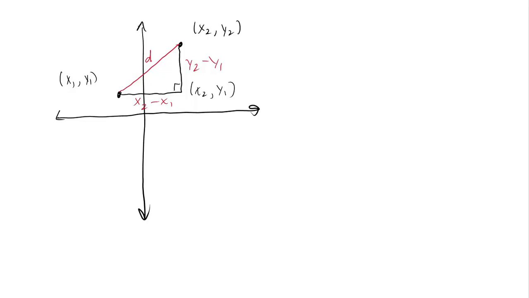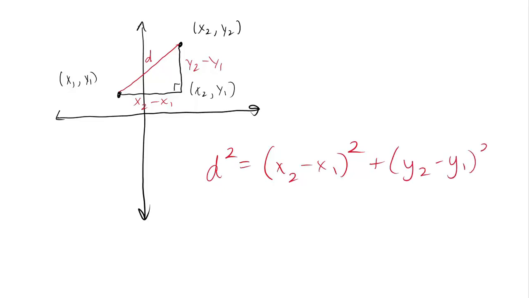I'm going to write that in the reverse order. The square of the hypotenuse, which would be d squared, is the sum of the squares of the lengths of the legs. So I'm going to square the horizontal leg. I'm going to square the vertical leg. And now that's the square of the distance. If I want to get the distance itself, I take the square root.